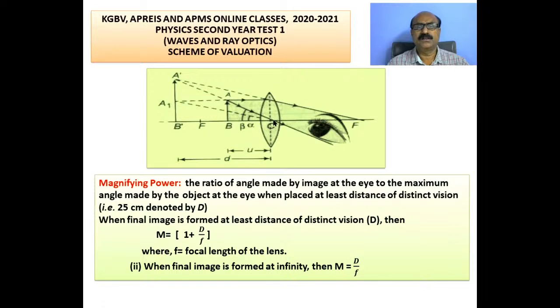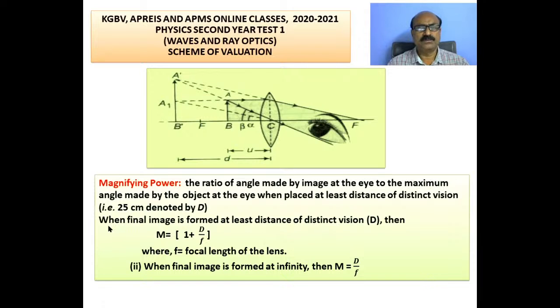See here, this image is making some angle beta, and at the same position the object is making angle alpha. So the ratio of these two, the magnification, is equal to tan beta by tan alpha. After simplification, directly you write down the magnification at near point is 1 plus D by f.